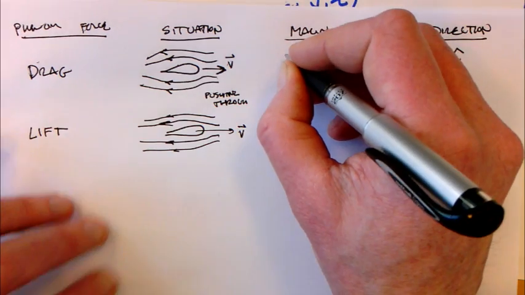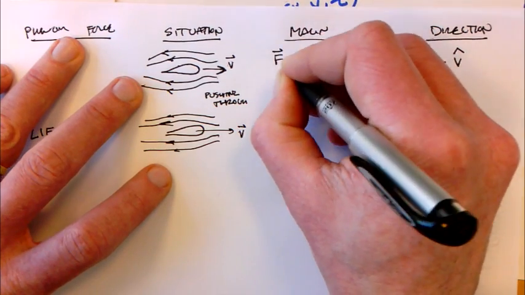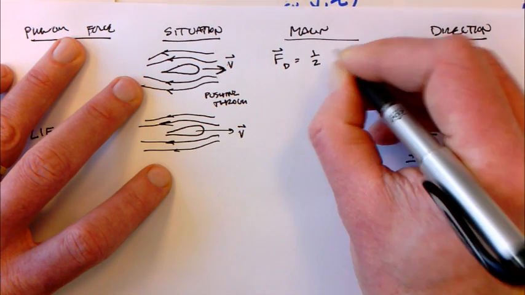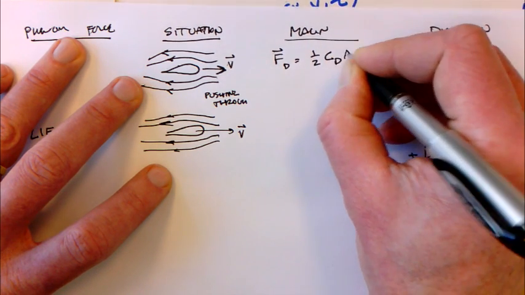Often drag is modeled as depending on a number of things.